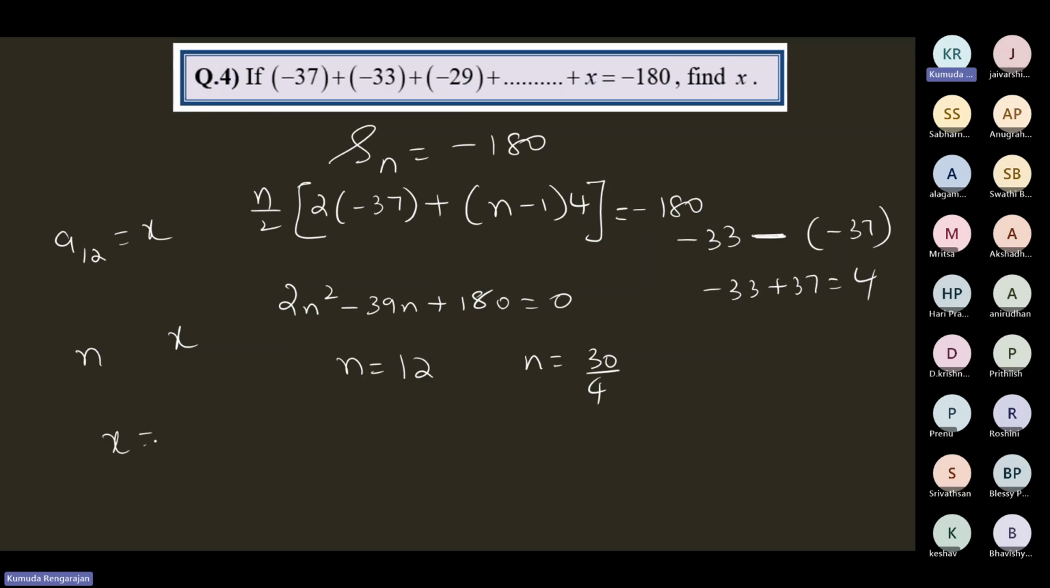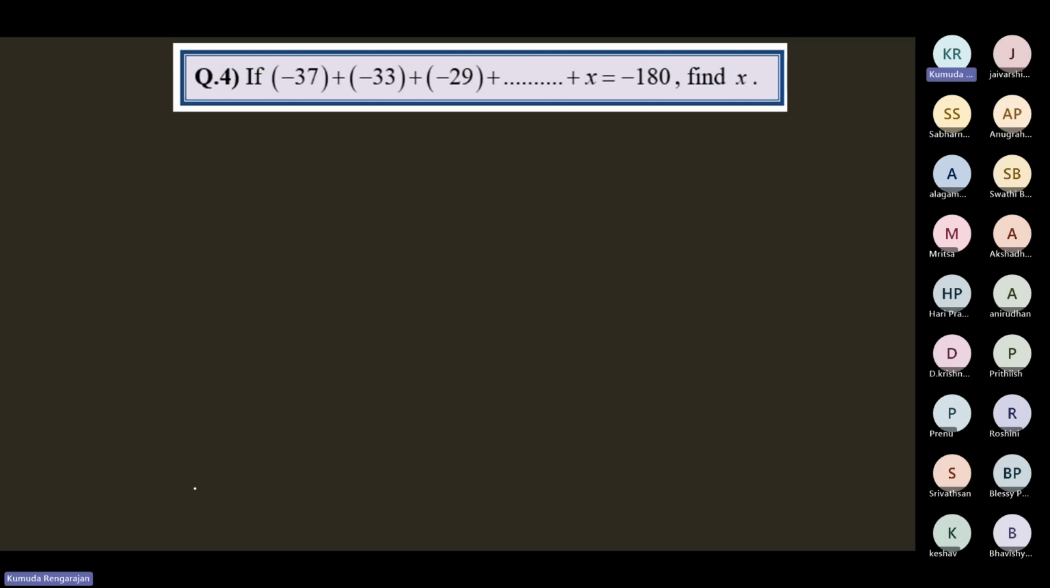Find X means you should find A12. X is the term of this AP. Which term? 12th term. So to find X, you'll have to find A12, which is A plus 11D. You have the values of A and D, substitute and get it. Okay.